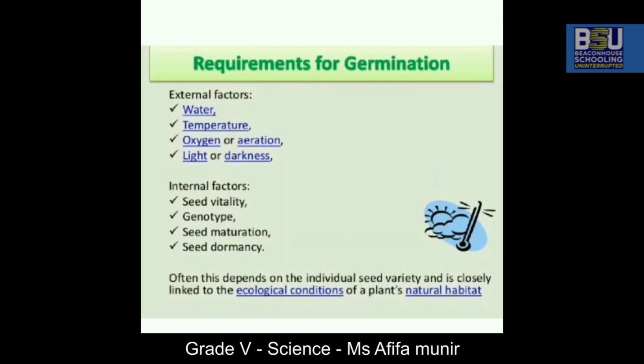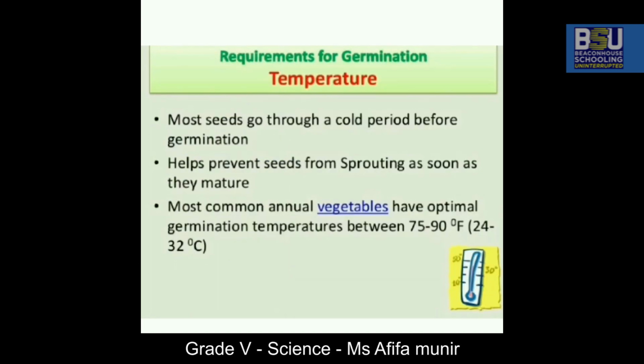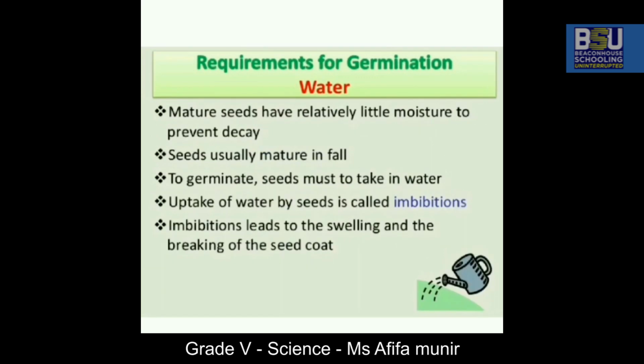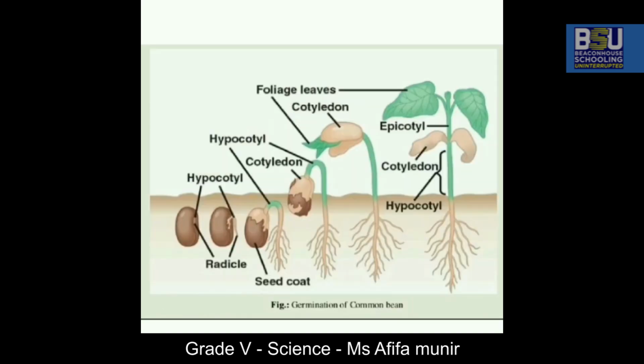So, what is required for germination? There are some external factors, which are water, temperature, oxygen, and light, and the internal factor is how healthy the seed is. Temperature: seeds require a specific temperature to grow. Then oxygen is one of the most important factors required for germination. When the seed has enough oxygen, then it starts growing. Then water. Mature seeds have relatively little moisture to prevent decay, so they need a proper amount of water.